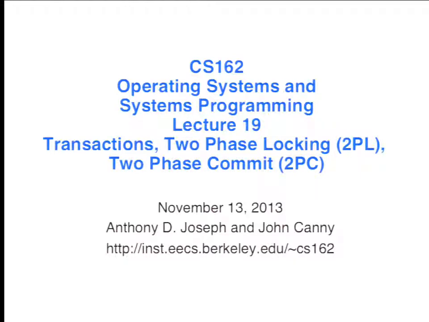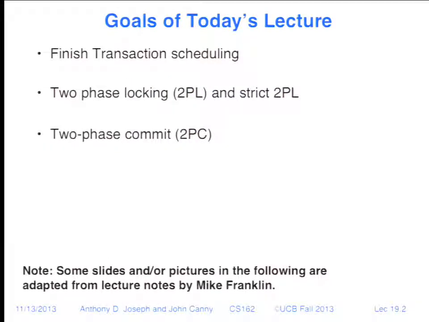All right, so let's get started. So today we're going to finish up our discussion of transaction scheduling from last time. There's just a little bit more to do. We're going to look at a simple, high-level test for serializability. We're also going to look at techniques for getting distributed databases to be consistent and to support atomic transactions. So those will include two-phase locking and strict two-phase locking and also two-phase commit. And again, we have some slides that are due to Mike Franklin from an earlier offering.